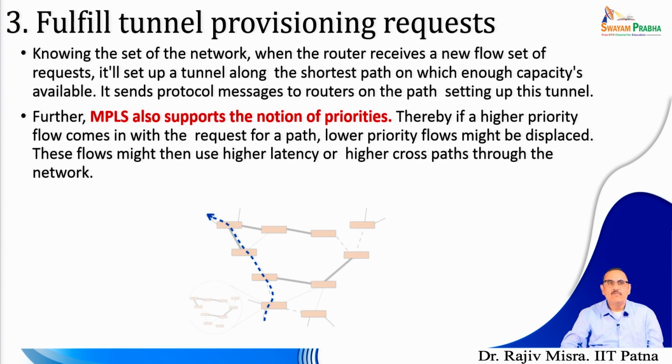The third important thing is to fulfill the tunnel provisioning requests. So, knowing the state of the network, when the router receives a new flow setup request, it will set up a tunnel along the shortest path on which enough capacity is available. It will send protocol messages to the routers on the path, setting up its tunnel. Further, MPLS also supports the notion of priorities. Thereby, if a high priority flow comes in with a request for a path, a lower priority flow might be displaced. So, these flows might then use high latency and higher cost paths through the network.